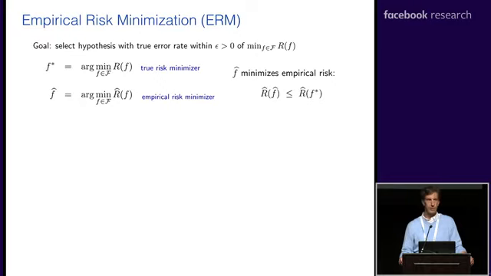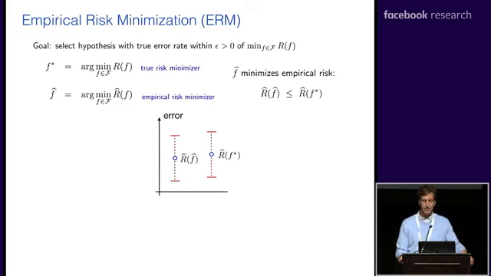I'm going to talk about two different classifiers. f star is the true risk minimizer. It's the f in our class that actually minimizes the true probability of error, sort of the test error, if you will. f hat is the model that minimizes the empirical risk. That's something we can actually compute by just looking at the training data. Since f hat minimizes the empirical risk, we know that the empirical risk of f hat has to be less than or equal to the empirical risk of f star. Okay, so that's the key insight.